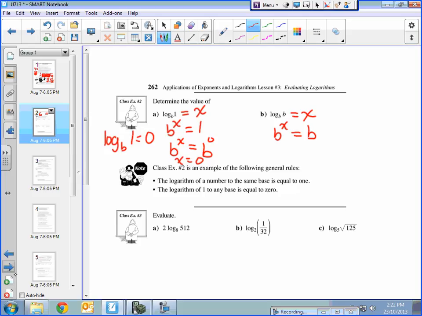Yeah, so if I have the same base, if there's nothing beside it, it's always the exponent 1. So x equals 1. So then log of b base b is equal to 1.